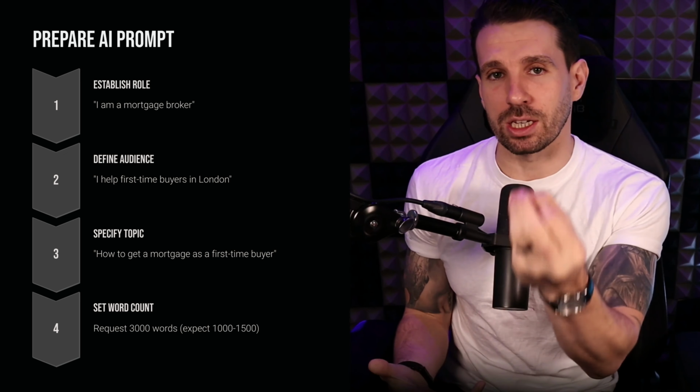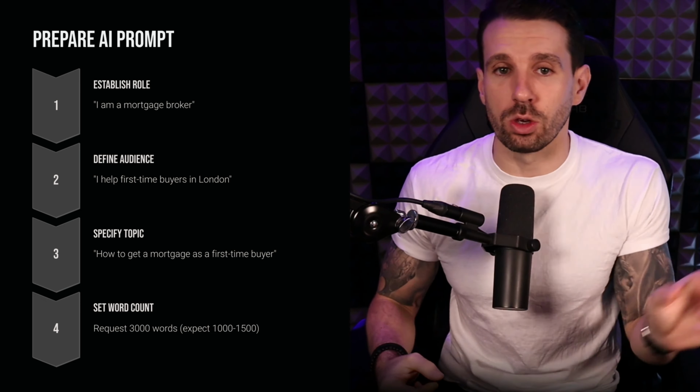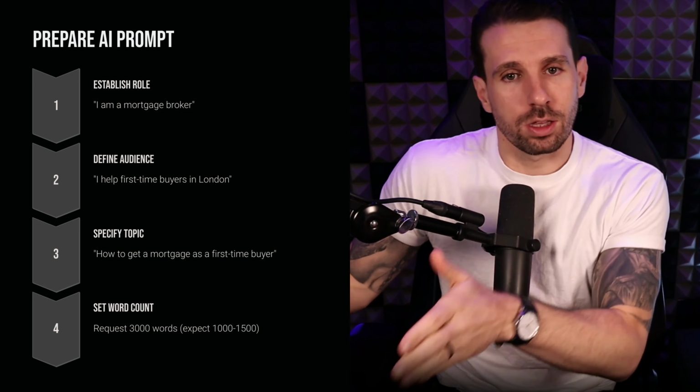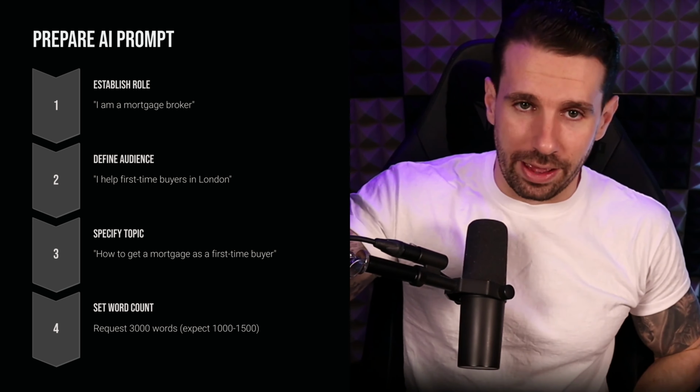What you want to do is say, I am a mortgage broker. So you're establishing the role you do. I am a mortgage broker and I help, so you're establishing who you help. I help first-time buyers who live in London, whatever it may be. I help first-time buyers get on the property ladder. So you've got to establish who you are and who you help.